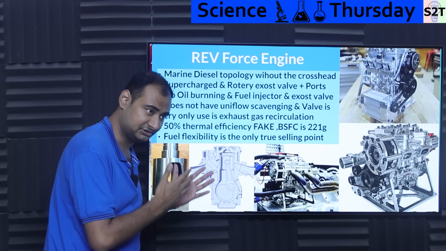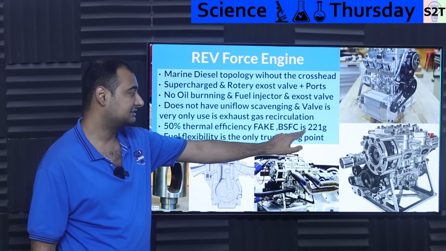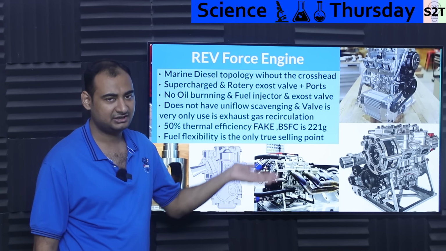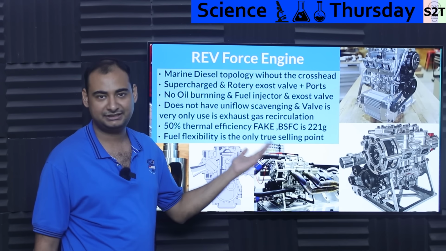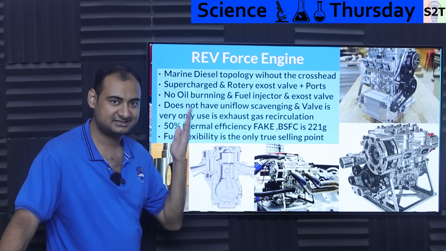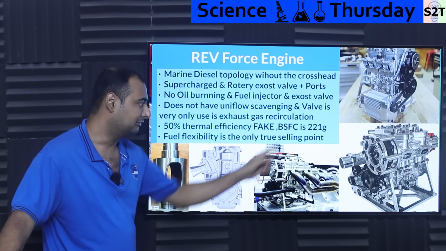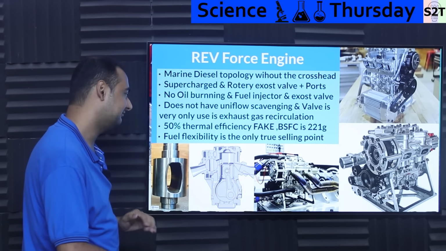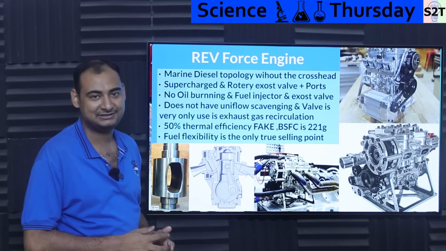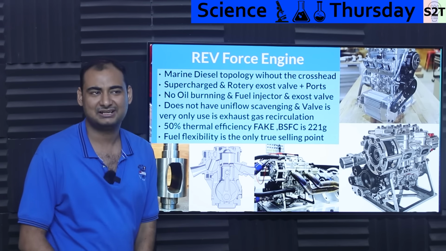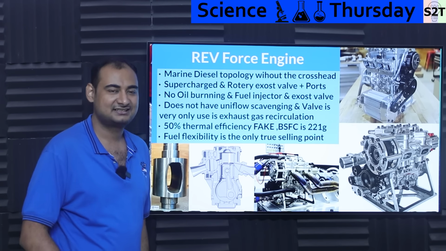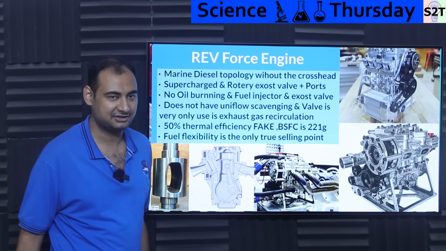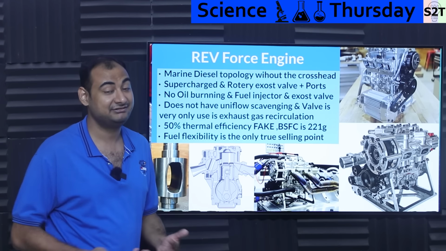Because according to this video itself, the BSFC number is only 221. That is a Toyota engine. That is nowhere near a giant marine engine that is touching 150 g/kWh. 150 versus 221, there is a giant gap between those numbers. So I have no idea. The only selling point of this engine is flex fuel, which is one of those things that sounds great, but is never actually great. You don't even want to do it, even if you can do it.